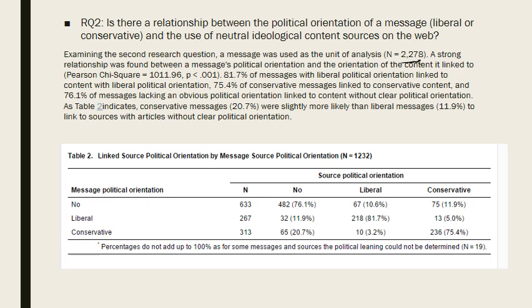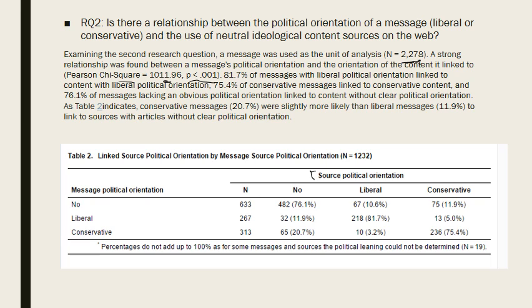A strong relationship was found between a message's political orientation and the orientation of the content it linked to. So here they ran a chi-square analysis, and so that's their statistic, and it's significant at the 0.001 level. So it's a very low chance that this was all by accident. So 81.7% of the messages with liberal political orientation linked to content with liberal political orientation. And you can see that here.